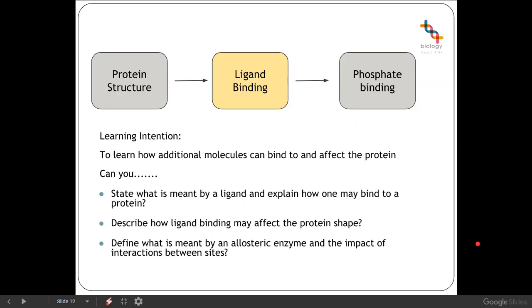So from that you should know about how additional molecules can bind to and affect our proteins. That a ligand is a molecule which can bind to a protein and tends to bind to a specific site, the shape of which is created by R groups. And that when that ligand binds, because of the interactions between the R groups, it may have a significant effect on the protein shape. And an allosteric enzyme is one which has a secondary site, and that will be regulated by positive or negative modulators. And we have different interactions between different sites, specifically cooperativity, and that can be seen in oxygen and hemoglobin.